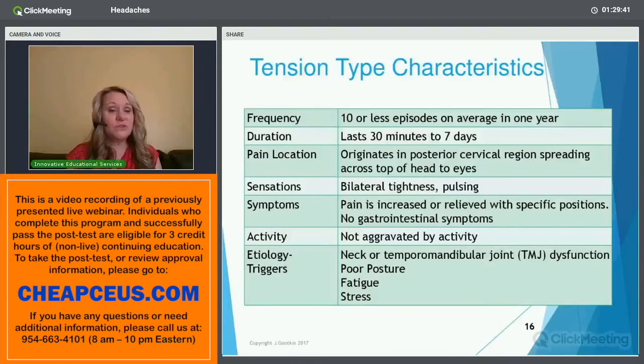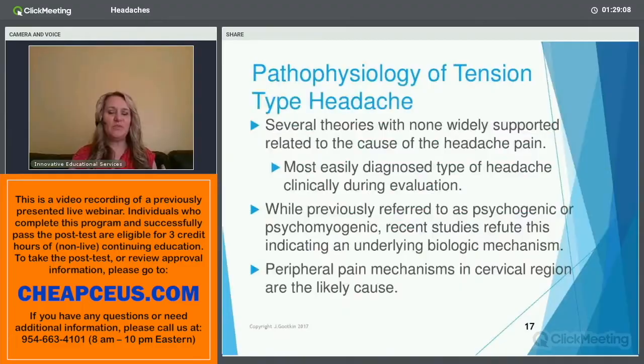Some of the triggers for this type of headache might be related to poor posture and ergonomics, leaning in an inappropriate posture. And if I was in a lecture room and I could see all of you, everyone suddenly is starting to correct their posture as I talk about it. We also see fatigue and stress as triggers for this tension type of headache.